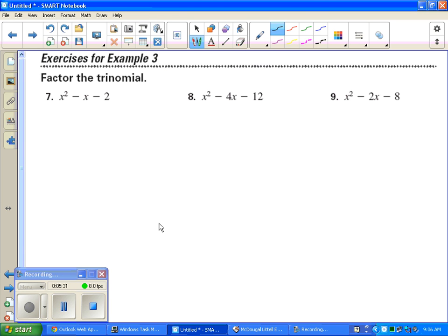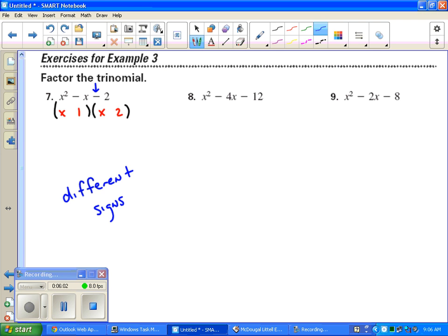Number 7, open up yourself a set of parentheses. X times x gets you x squared. The only factors of 2 are 1 and 2, so we have to use that, 1 and 2. This sign tells you now what's different between the first 6 and this one. Now we have a negative sign there. All the rest of them had a positive there. Negative means they will be different signs.